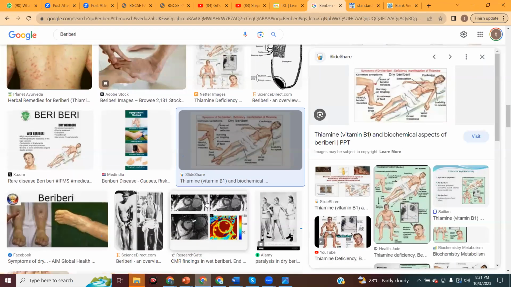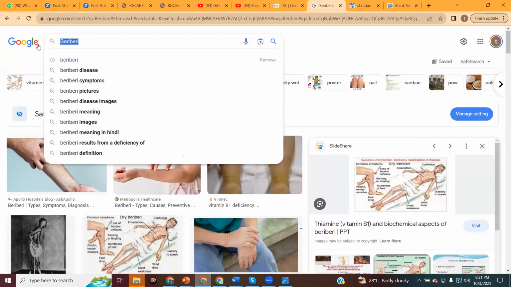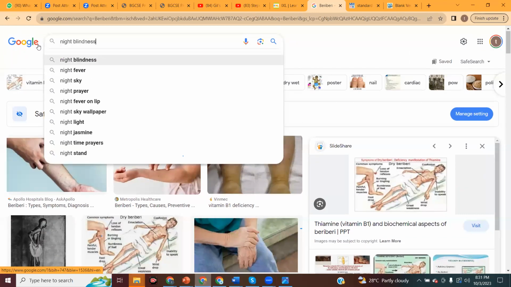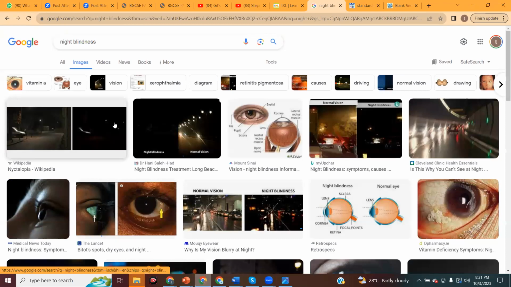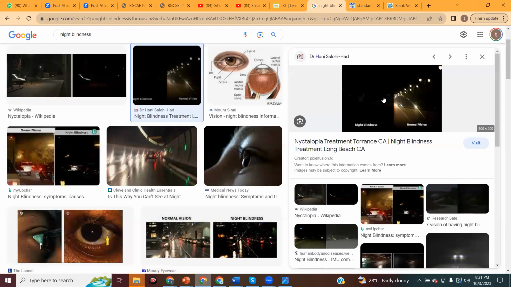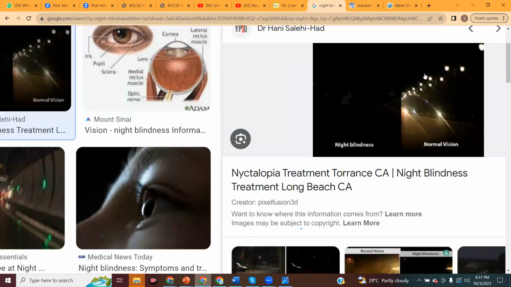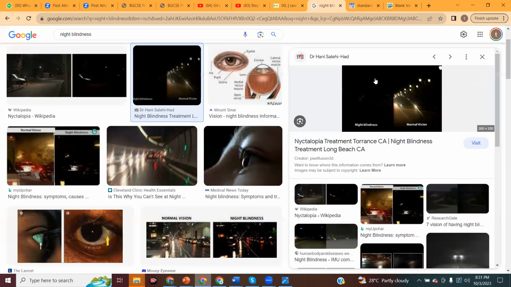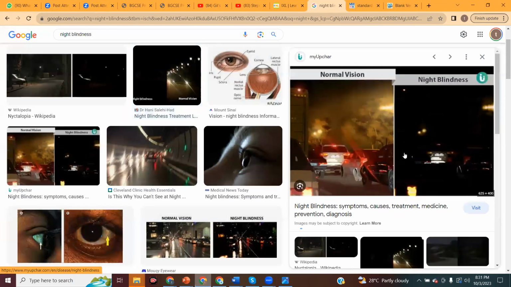And the last one is night blindness. I don't think we need much of a picture for that one. You just can't see in the night. All right, so this is a good picture. If you have night blindness, you see the black, right? It's not really clear. I'd cry if I had that. So you gotta make sure you eat your carrots. So this is another picture. Normal vision like this, night blindness like this.